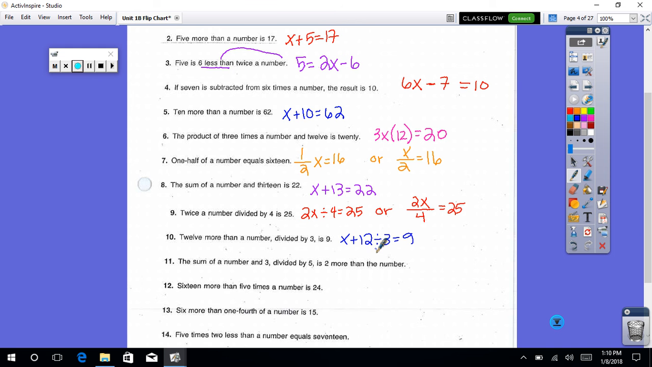Okay, order of operations, that's actually not correct. Because this is going to divide the 12 by 3 first and then add it to there, which is not what we want it to do. So that is not correct, which is why I said to start using your fraction bar to set it up. Okay, so 12 more than a number divided by 3 is 9.